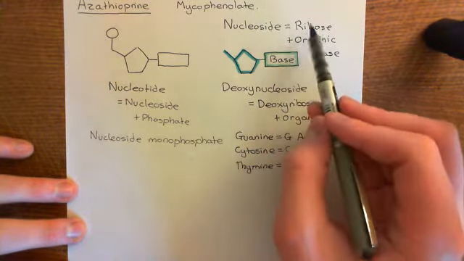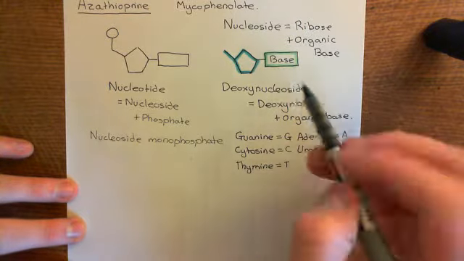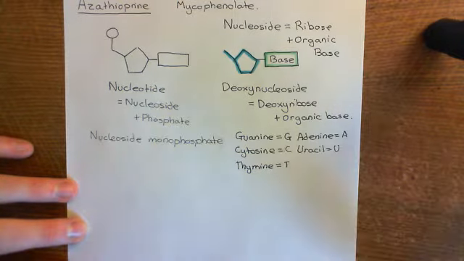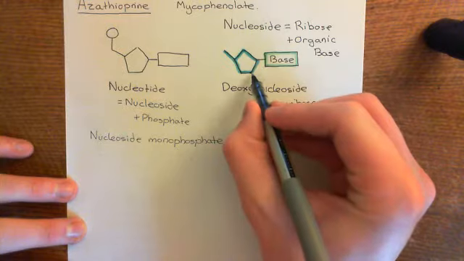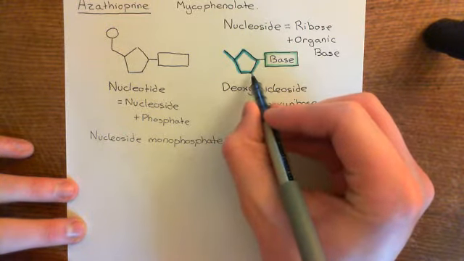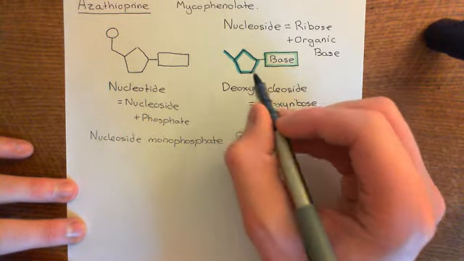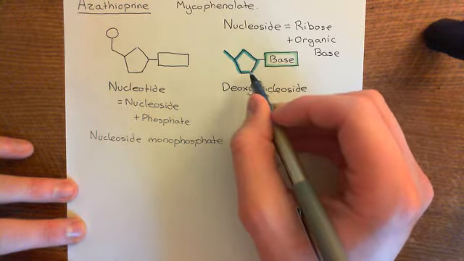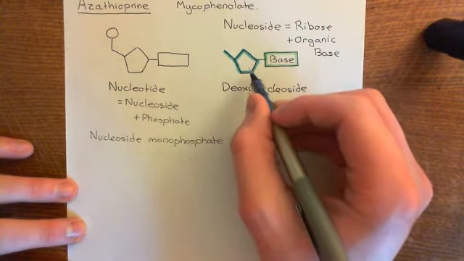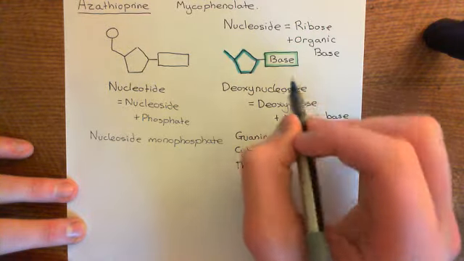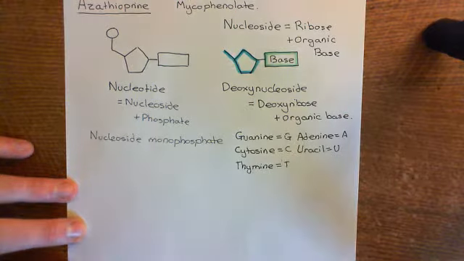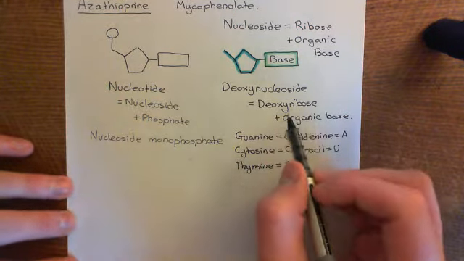Then we need to distinguish this from a deoxynucleoside. So a nucleoside has ribose. A deoxynucleoside is deoxyribose with an organic base, and the difference between deoxyribose and ribose is that deoxyribose does not have an alcohol group coming off the second carbon here. So remember, the sugar phosphate backbone of RNA molecules contains the sugar ribose, and the sugar phosphate backbone of DNA molecules contains the sugar deoxyribose. And that's going to become important later.